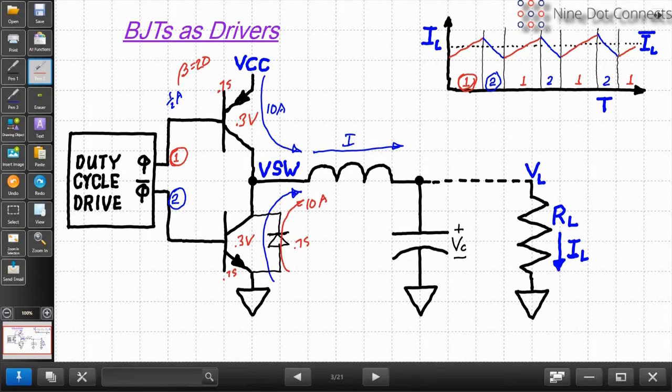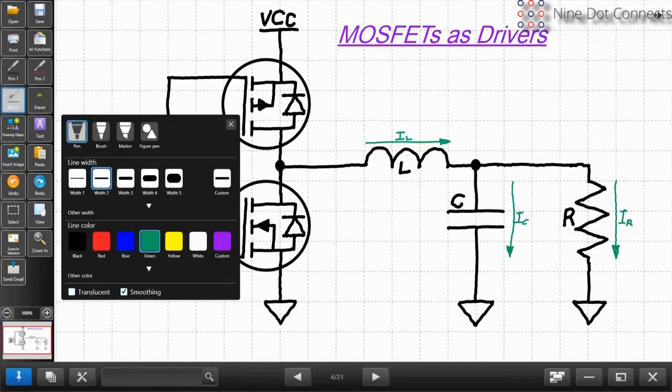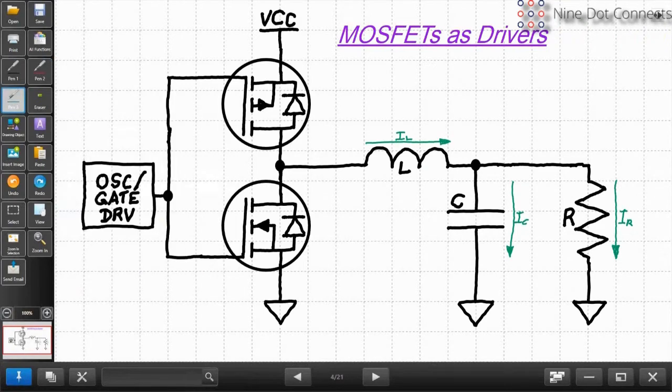All right, so what can we do about this? Well, to decrease the heat, we can consider going to another kind of device that you're commonly familiar with. We have MOSFETs as drivers. Now, MOSFETs are wonderful devices because they typically have very, very low on resistances and very, very low drive requirements.